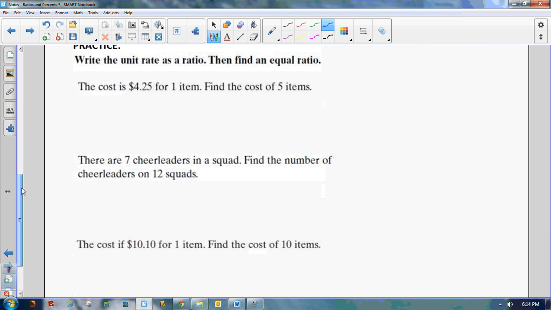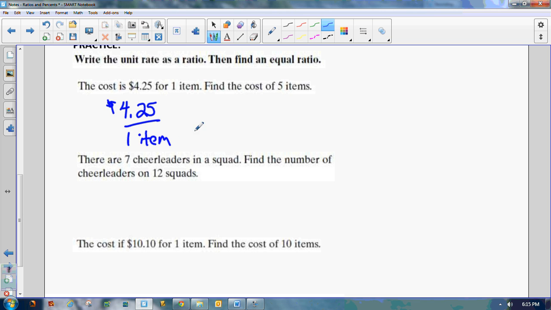Let's take a look. Here are our directions for the practice problems. They say write the unit rate as a ratio, then find an equal ratio. First, we're going to write the unit rate as a ratio. Our unit rate, the cost is $4.25 for one item. That's our unit rate. So $4.25 for one item. Now, when they say find an equivalent ratio means X, we want to know then what's the cost for 5 items.